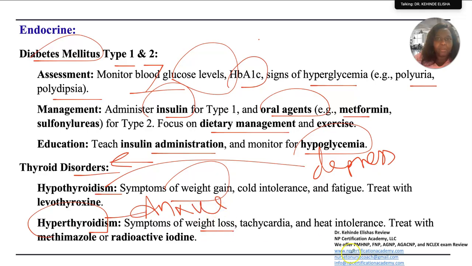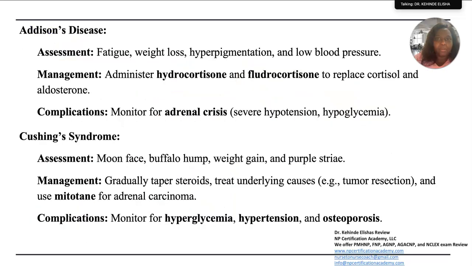Symptoms of weight loss, tachycardia, heat intolerance. You've got to treat with something we call methimazole or radioactive iodine. So now, what about Addison's disease? You want to assess, do they have fatigue? Do they have weight loss? Okay, so now let's go ahead and take a look at Addison's disease. What do we see? Do they have fatigue? Do they have weight loss?